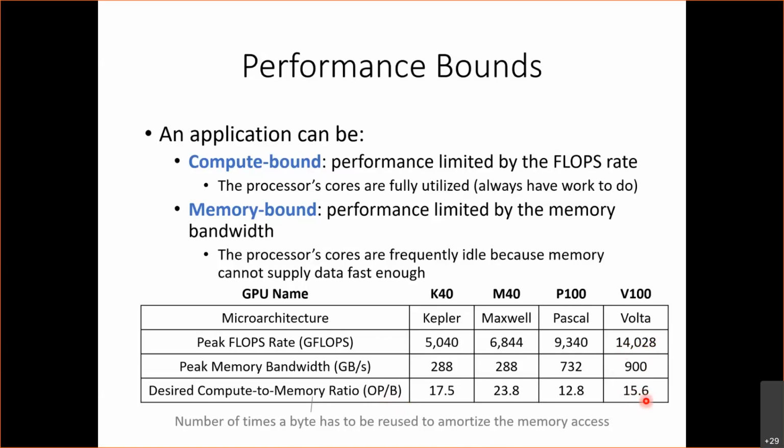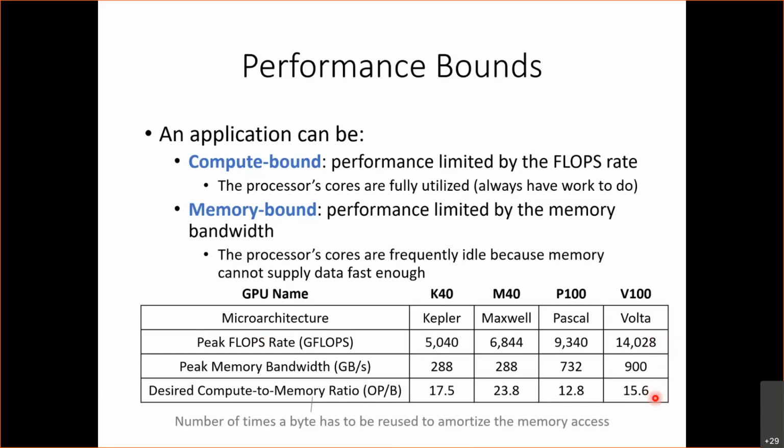Okay, and remember, a floating point value, if it's single precision, is not 1 byte, it's 4 bytes. So here we're looking at 15 times 4, which is about 60 floating point operations per floating point value that we load from memory. So if I really want to reach this peak flops rate, I need to be doing at least 60 floating point operations for every floating point value that I load from memory.